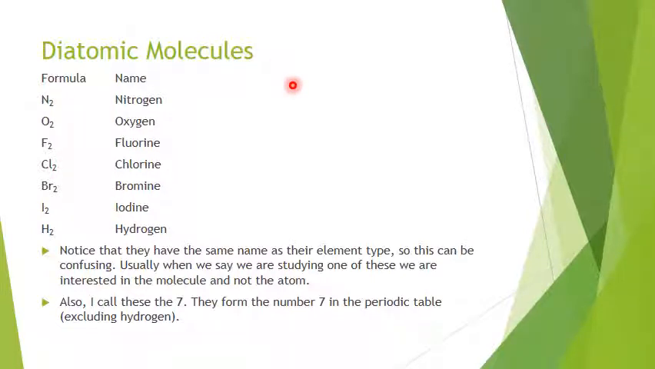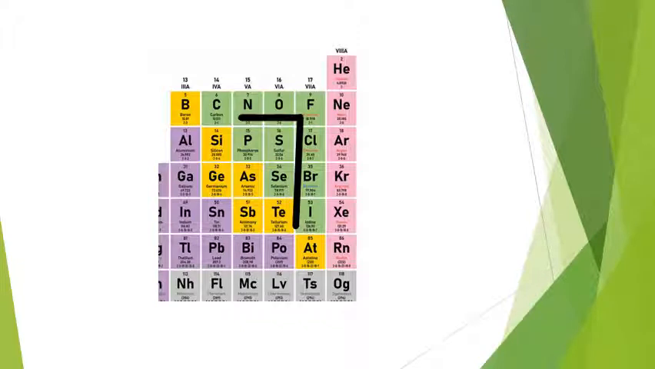From here on, you're going to have to know the names. If I give you the name of a molecule, either elemental or compound, you're going to have to tell me its chemical formula. So if I say nitrogen, you'll say N2. If I say Cl2, you'll say chlorine. Notice they keep the name of their element.